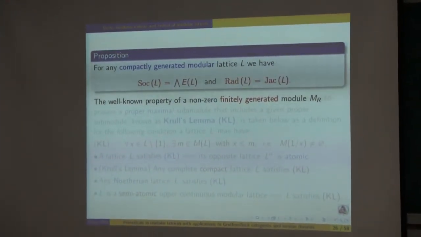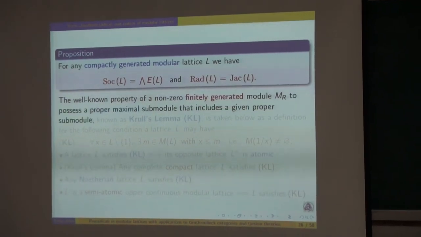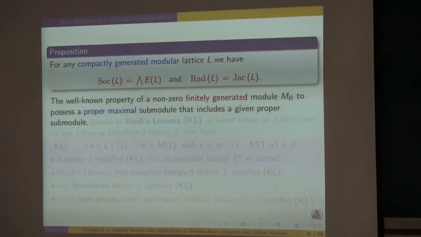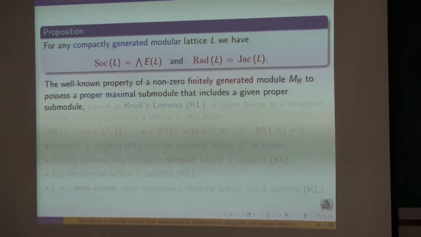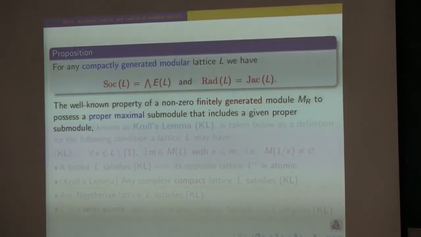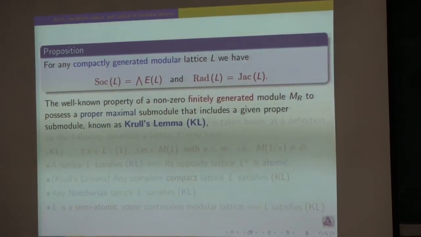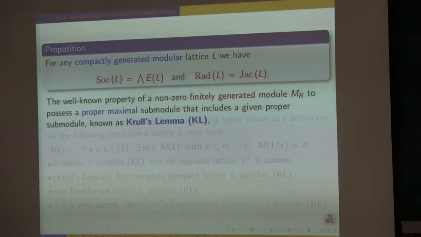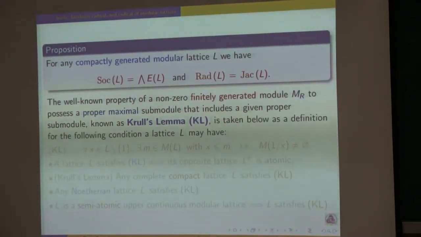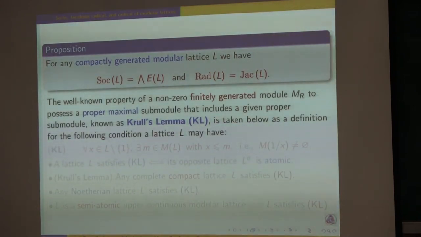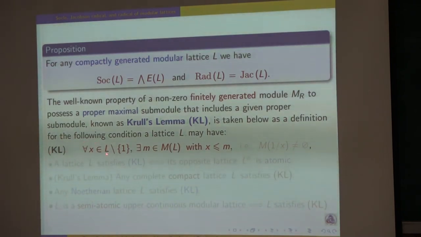Okay. Now, this is well known: any non-zero finitely generated module has the property that it has a proper maximal submodule that includes a given proper submodule. This is a well-known result. This is taken as the definition of the following condition for a lattice, K of L. Lemma: for any element different from 1, we have a maximal element, that is, any x can be extended to a maximal element. This means that the maximal element of this interval is non-zero.